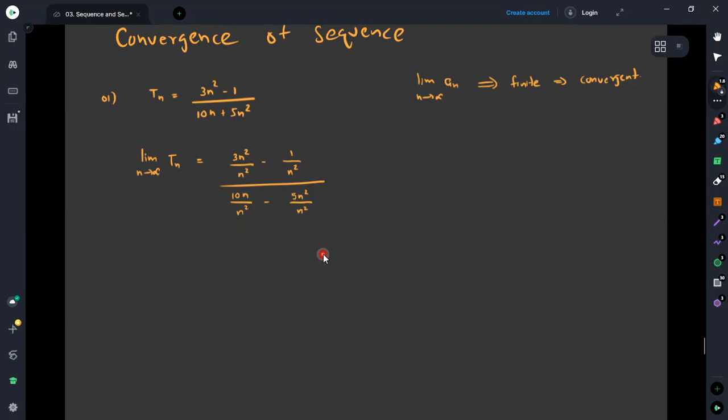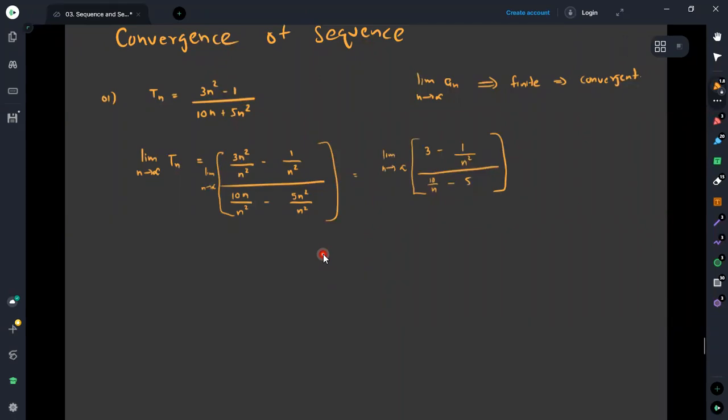Then, apart from this, we need to consider the limit as well. Here we have to say limit as n goes to infinity. If you solve these divisions, we get 3n squared divided by n squared, which is 3, minus 1 over n squared, divided by 10n over n squared, which is 10 over n, minus 5. Now we have to set the value of n to infinity.